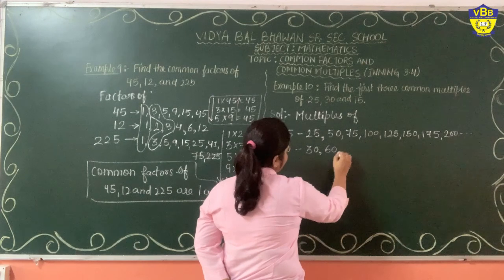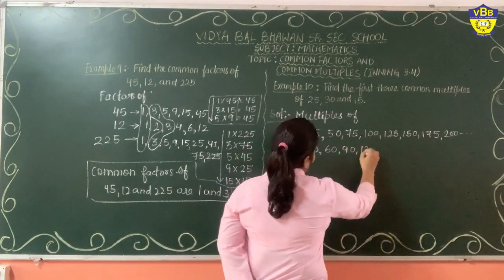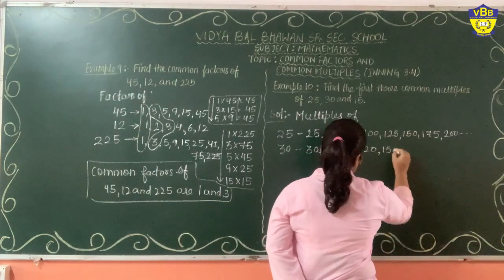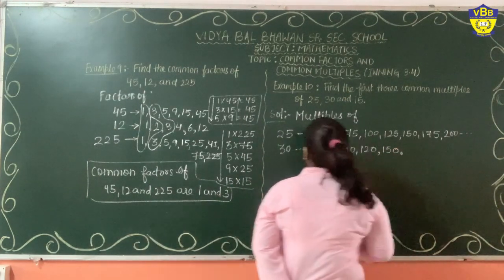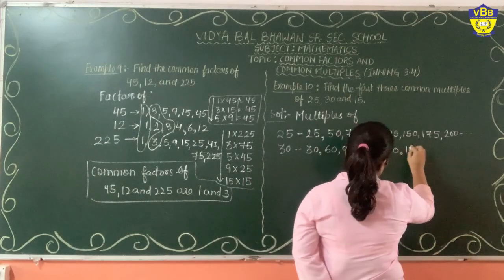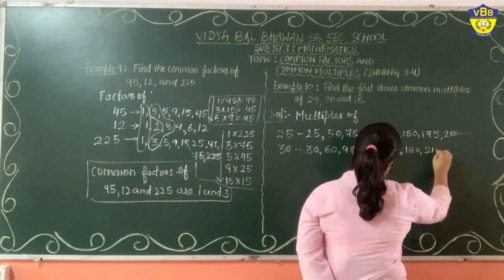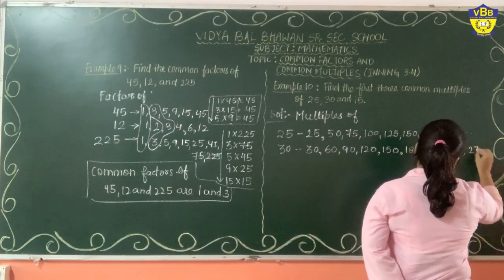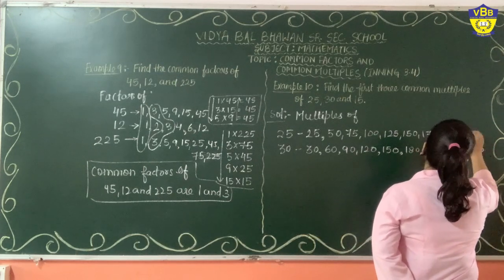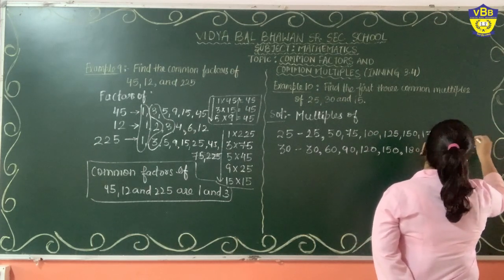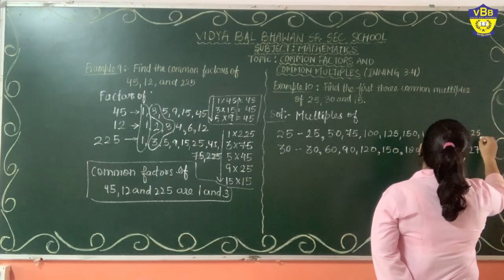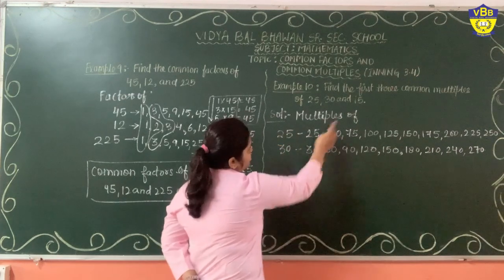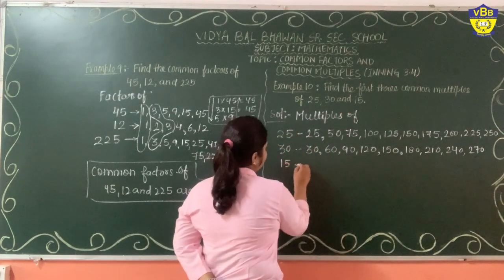30 twos are 60, 90, 120, 150, after that 180, 210, 240, 270 and so on. Now let's write the multiples of 15.